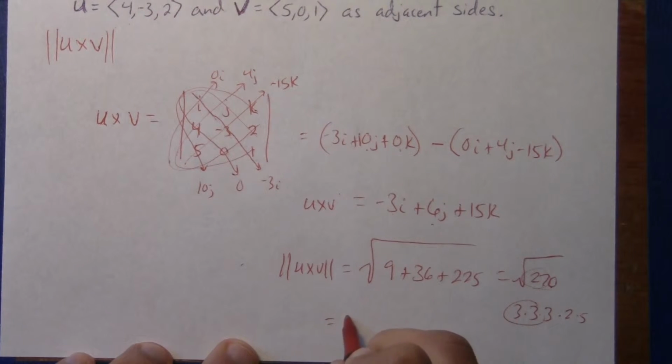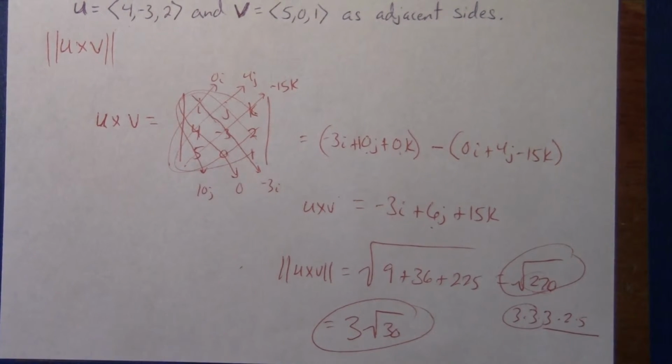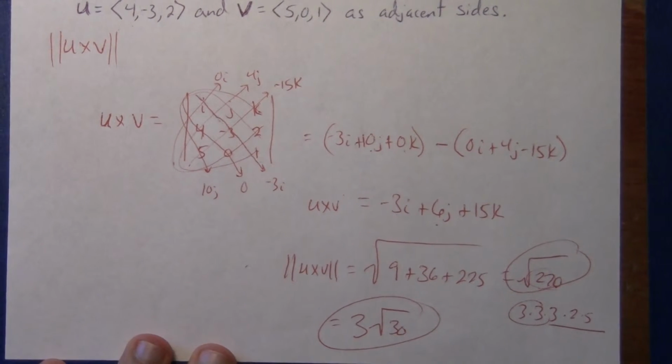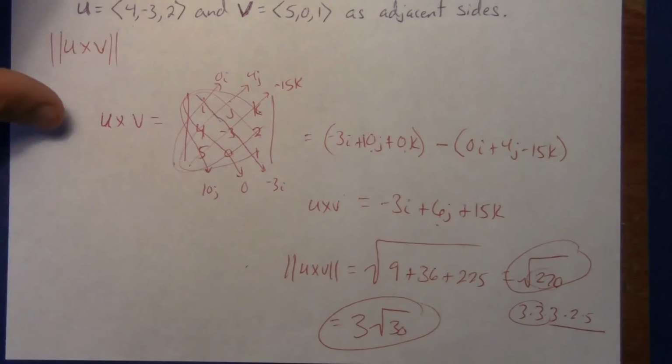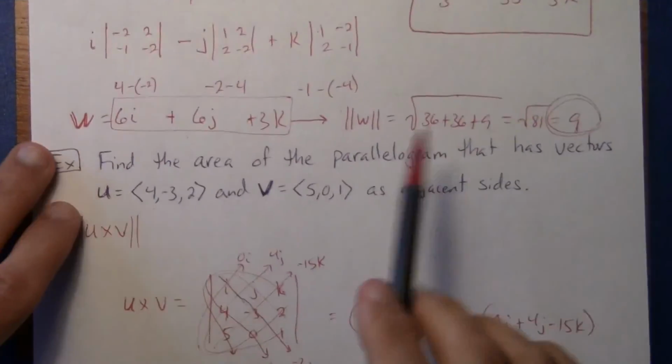So that's going to give me 3. None of those have a pairing, so I multiply those back together. It would give me 3 square roots of 30 would be the area, or same thing as square root of 270, just not simplified. So when you look at these two problems, it's important that you look at what they're asking for. Unit vector, area.